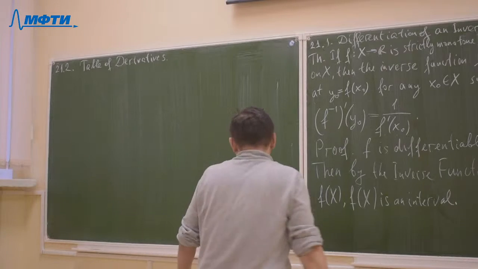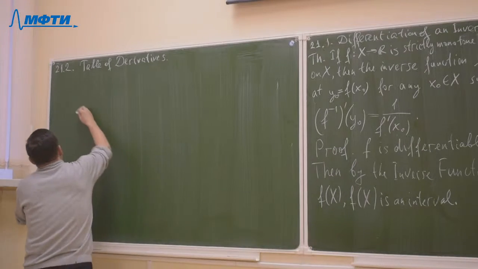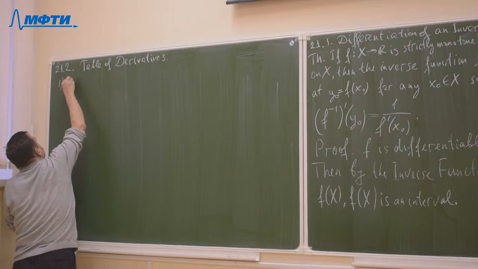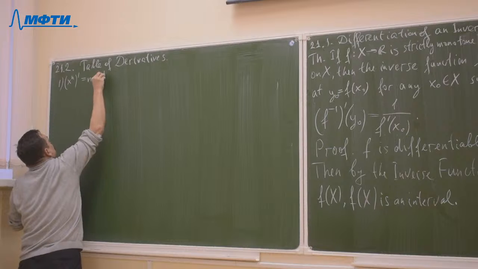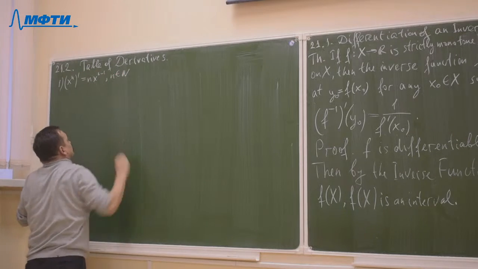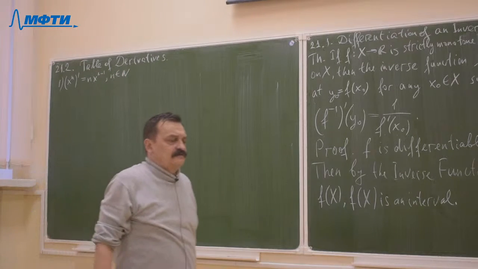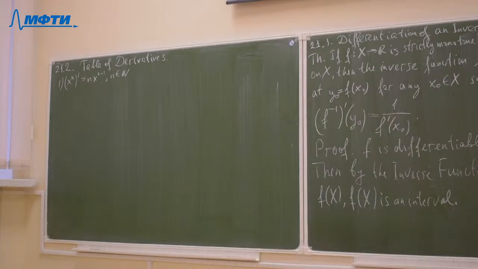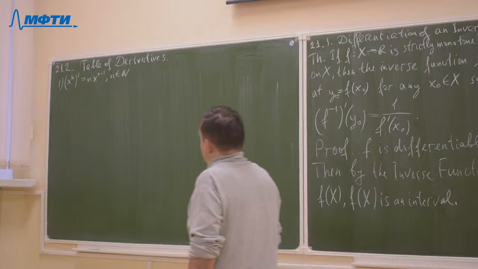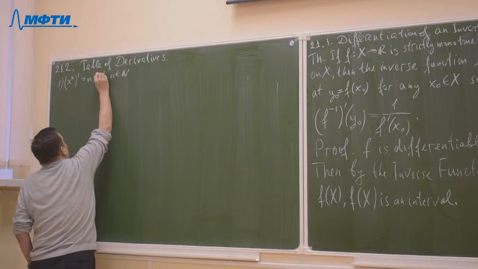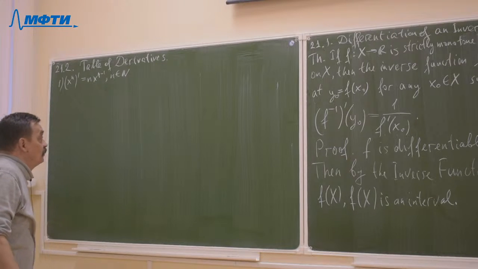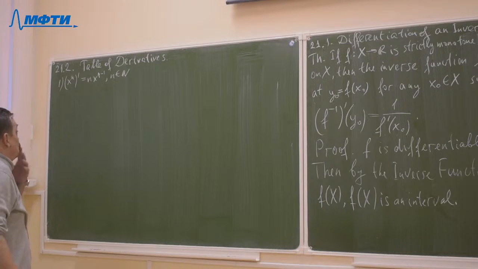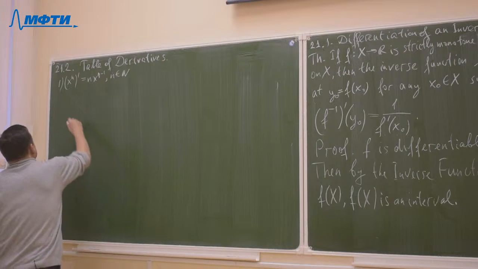At the moment we know the first line of the table, the derivative of x to the power n equals n times x to the power n minus 1. Nothing else yet. Okay, now let us consider a little bit more.